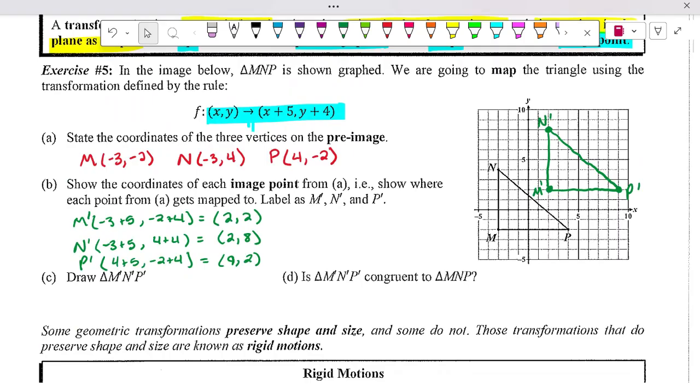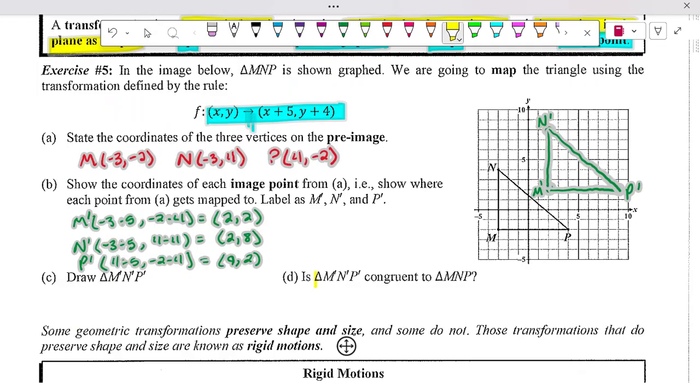So for M prime, I got the 0.22, N prime 2.8, P prime 9.2, and it's graphed as follows. Any questions on finding those points and graphing it? Now, here's my question. Is triangle M prime, N prime, P prime congruent to triangle M, N, P? Yes or no? Yes. Why is it congruent?